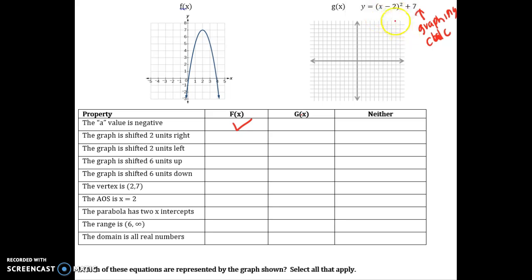It's been a while since we've done this, but remember your parabolas always start in the middle, and then you shift it according to the rules. So right 2 and up 7. Right 2. So I'm going to start at the vertex. 1, 2, and up 7. 1, 2, 3, 4, 5, 6, 7.